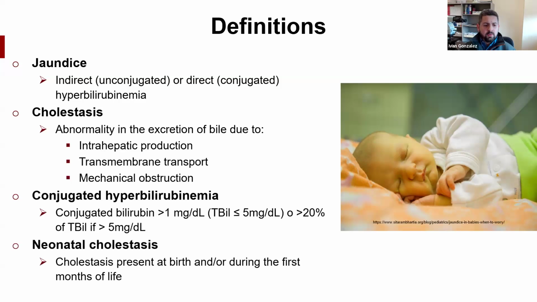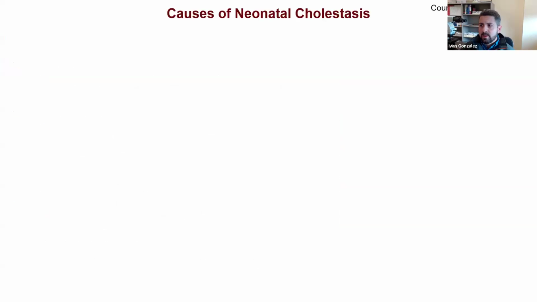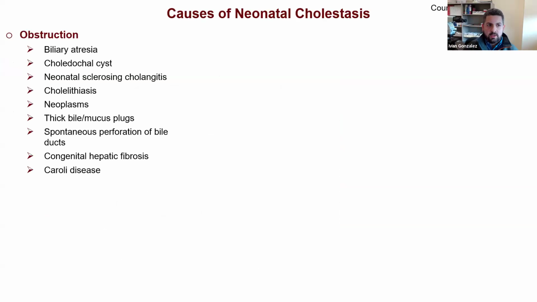Neonatal cholestasis is cholestasis present at birth and/or during the first months of life. It doesn't refer only to the neonatal period, which is the first 28 days of life. It's just cholestasis present at birth and/or in the first couple of months of life. So what are the causes? There are over 100 causes of neonatal cholestasis, and we can divide them into groups.